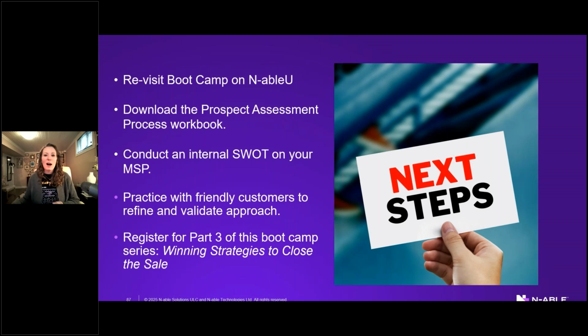And if this is something that you're not really doing today, find those friendly customers, especially if you're also not in the habit of doing executive business reviews. This is where you can really refine your pre-sales by working on your post-sales and your account management, and use your existing clients to fine-tune that process.